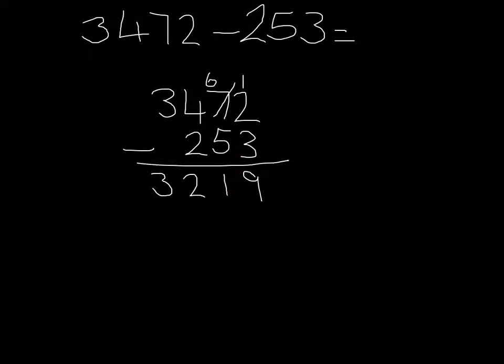Now we can do 4 hundreds, take away 2 hundreds, leaving 2 hundreds, which we write in the answer box. 3 thousands, take away no thousands, leaves us with 3 thousands, which we write in the answer box. So the answer now reads 3,219.